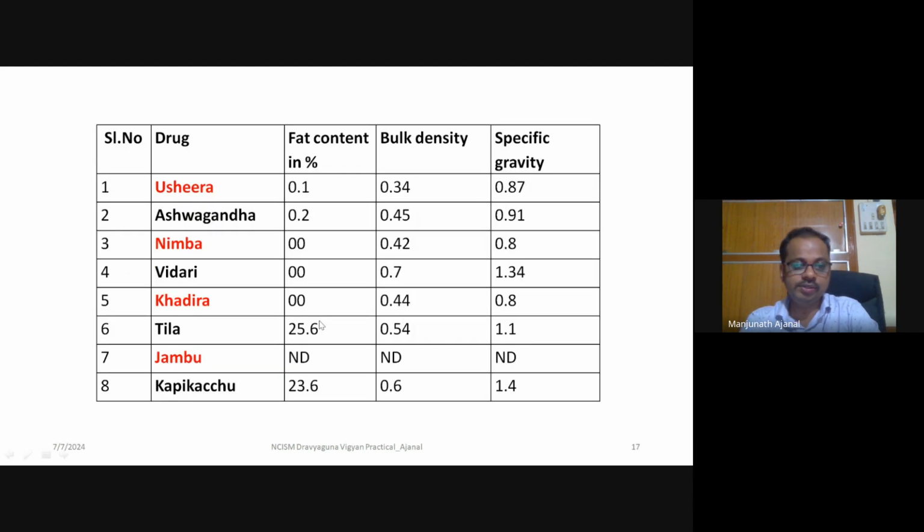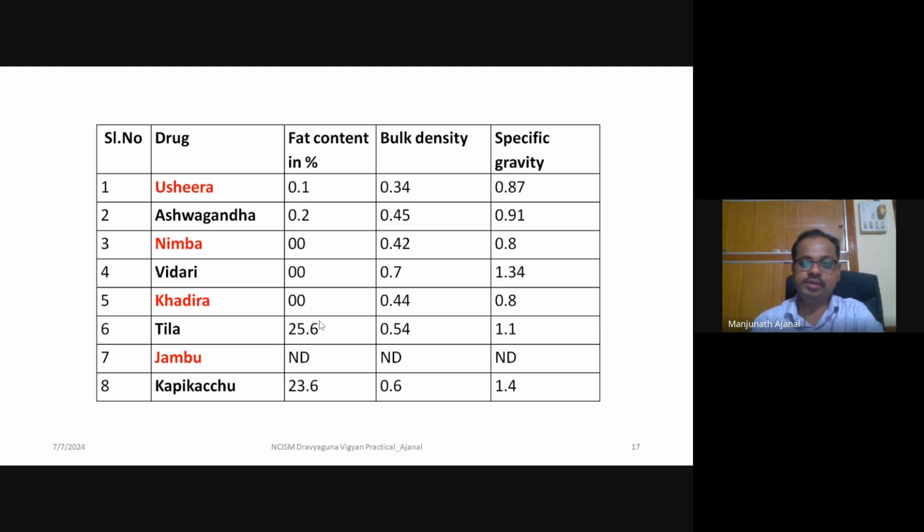So this is what we have observed. Ushira, the fat content was 0.1, Ashwagandha 0.2%. Nimba, Khadira, Jambu, these were very less or absent, compared to the other non-Vayu Mahabhuta dravyas like Ashwagandha 0.2, Vidari, the Tila 25% and Kapikachu 23%. Density, Ushira 0.3 and Nimba 0.4, Khadira 0.4, Jambu not done. And for the other dravyas, Ashwagandha 0.45, Vidari 0.7, Tila 0.5.